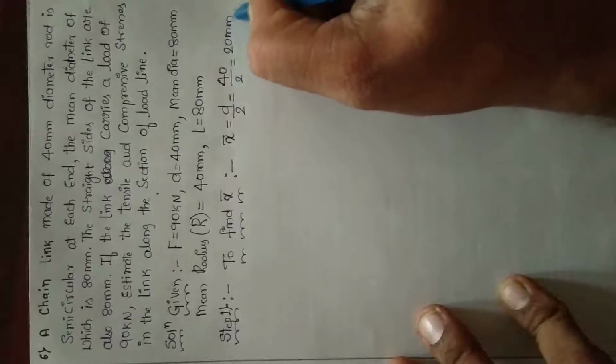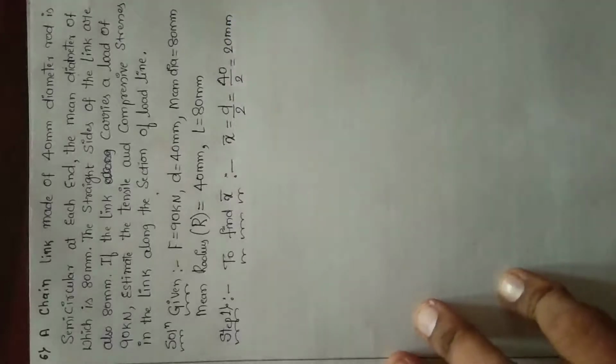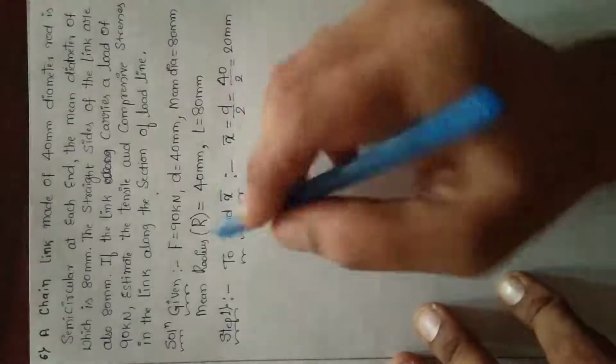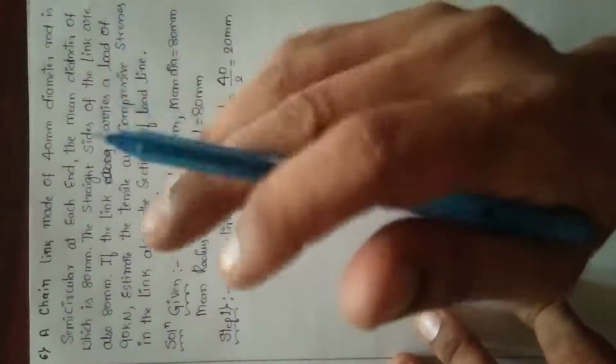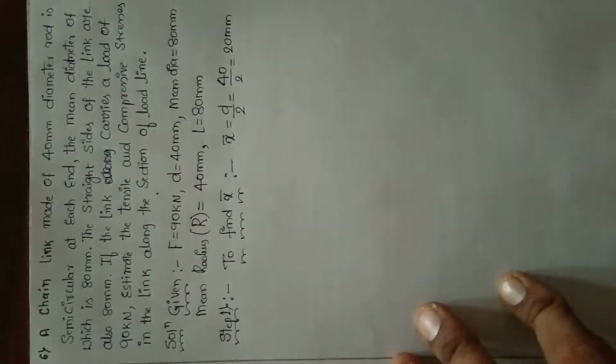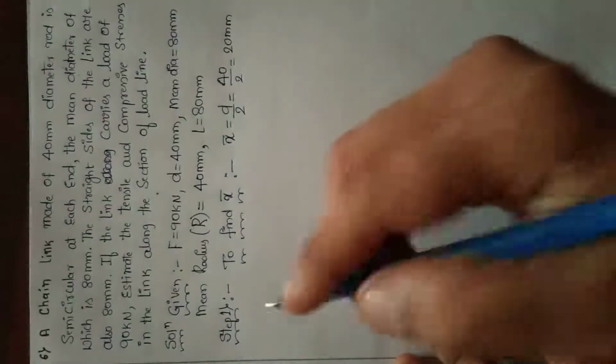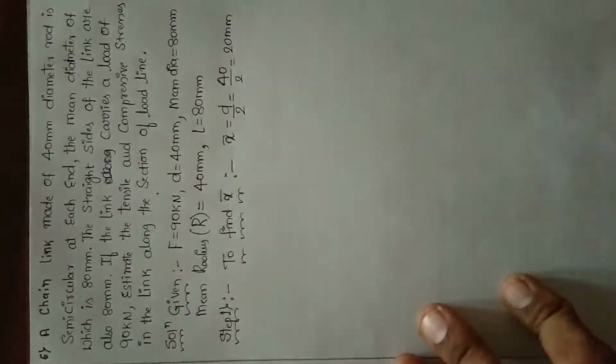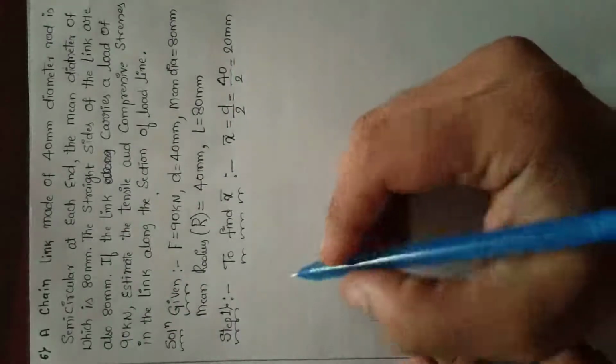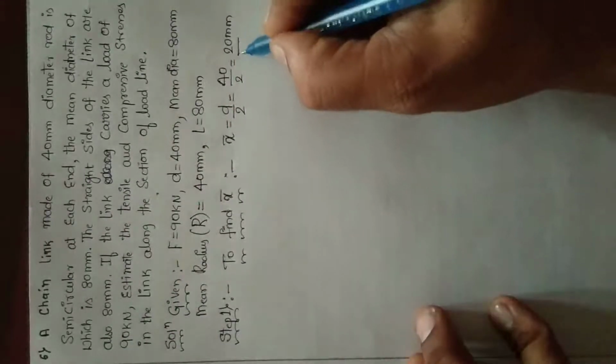x dash is nothing but C1. When you have a circular section, C1 and C2 are the same, because the centroidal axis is exactly at half. We have already discussed that in the stresses in closed rings. The same procedure applies for links also. Only the moment formula will change, remaining everything will be the same. This is the x dash I got.